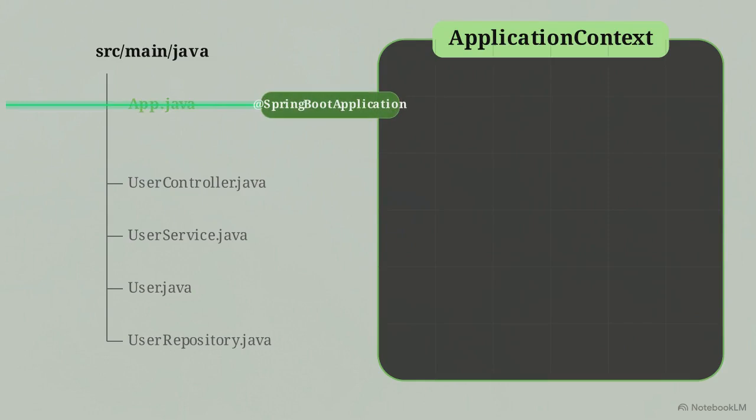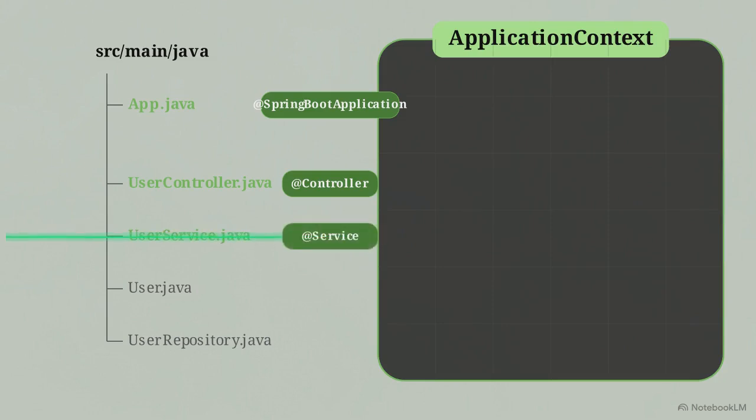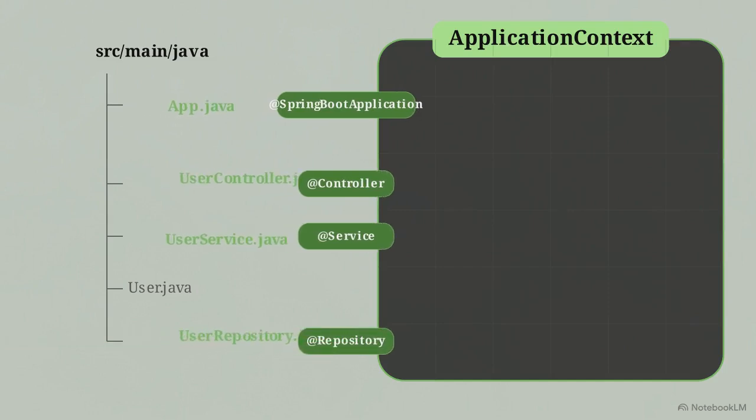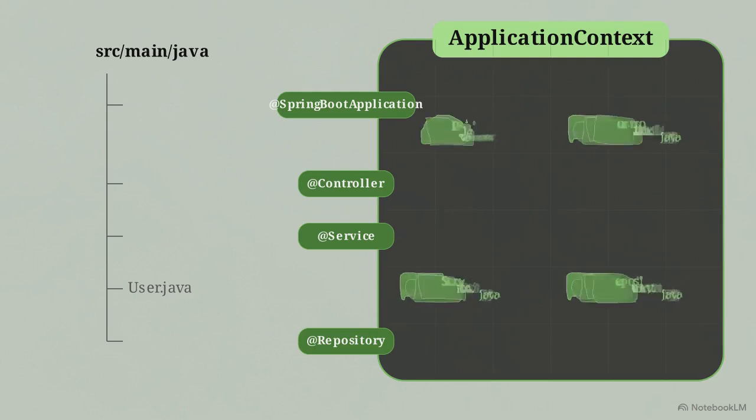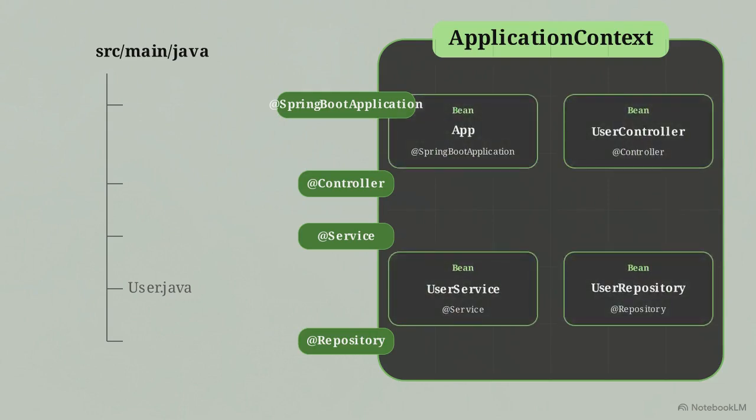With the container ready, Spring Boot begins component scanning. It searches through your project folders, starting from the package where your main class sits and moving downward through the directory tree. It is looking for classes tagged with stereotypes like component, service, or controller. These discovered objects are called beans. They are standard Java objects, but instead of you creating them manually with the new keyword, their creation and lifecycle are now managed by the framework inside the container.